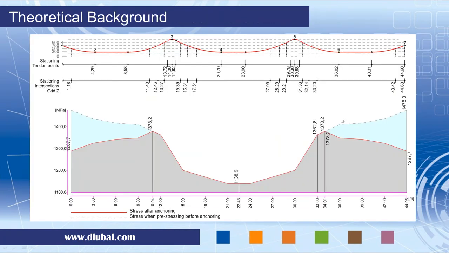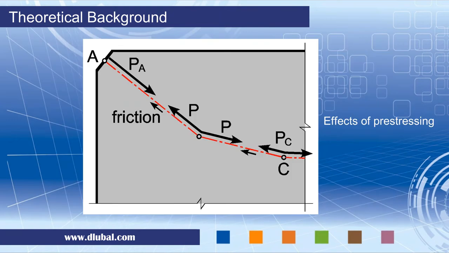After showing all these examples, I would like again to indicate some topics which I would like to address during the seminars. It is a kind of theoretical background. Definitely we will be speaking about the losses. This is a picture of the longitudinal profile of the tendon, and frictional and anchorage set losses.